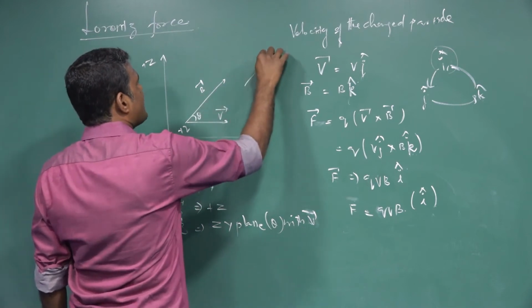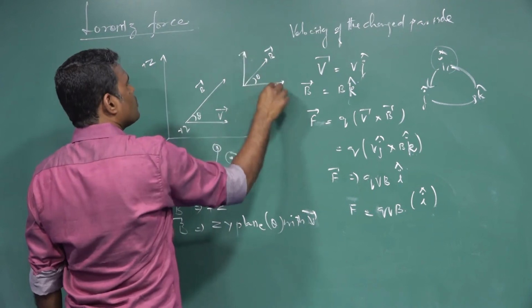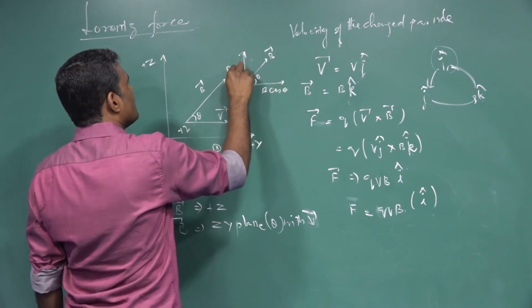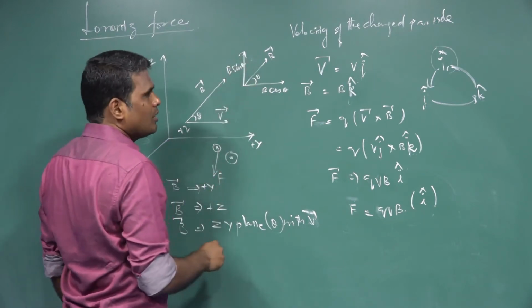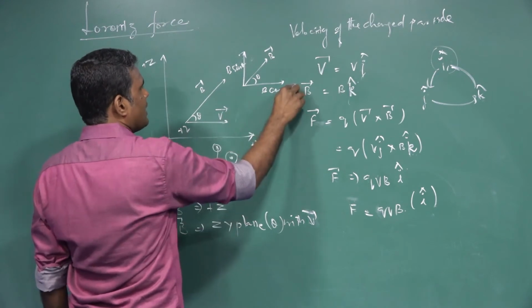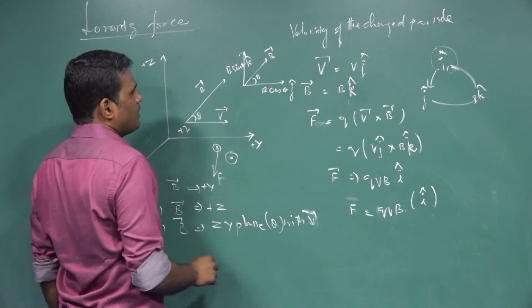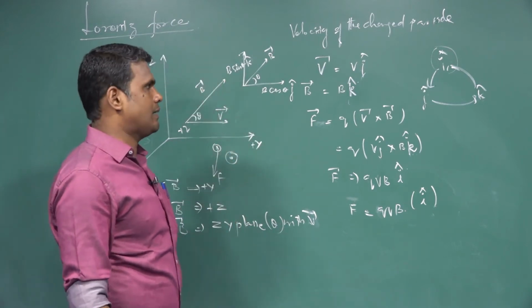So if B is acting by making an angle theta, then I can resolve it into two components. One is B cos theta and another one is B sin theta. This is the representation in terms of magnitude. Along with the direction, I can write here B cos theta j cap and B sin theta k cap. So these are the two rectangular components of the magnetic field B vector.